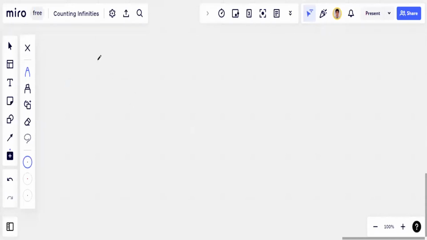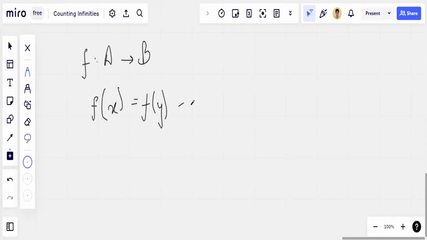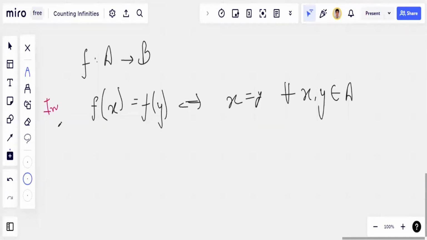Okay, so we'll first start with injective function. A function from set A to B, where A and B are two sets, is said to be injective if f of x equals f of y is true if and only if x equals y, and this holds for all x, y in A. This is the criteria for injectivity.